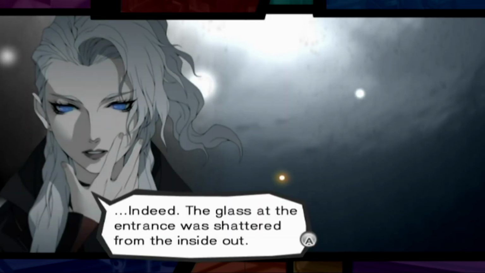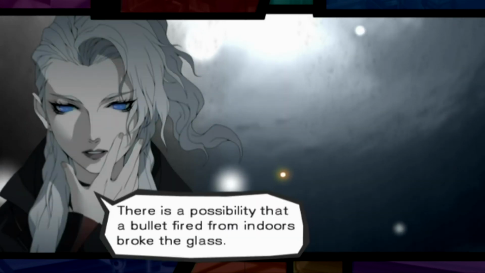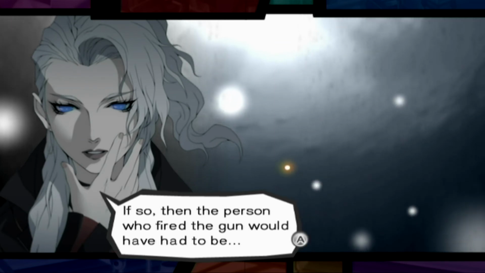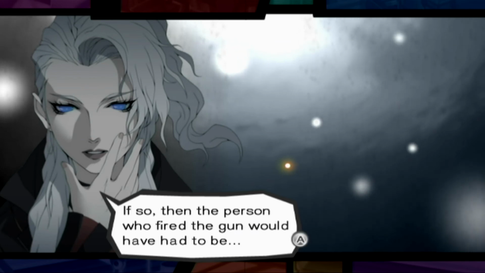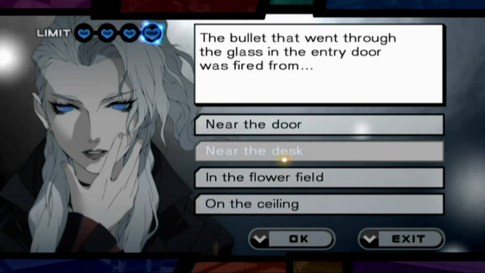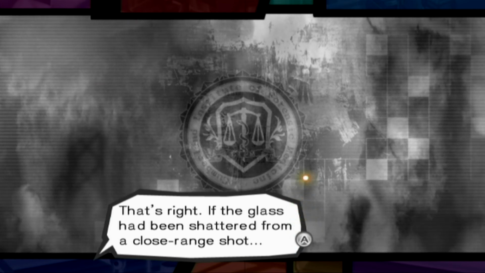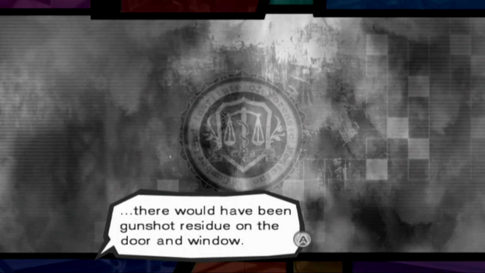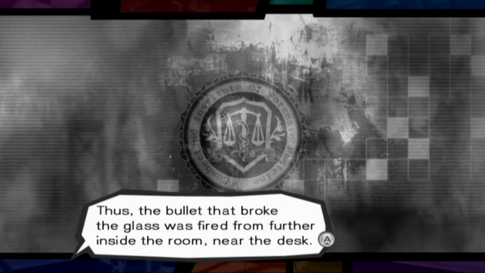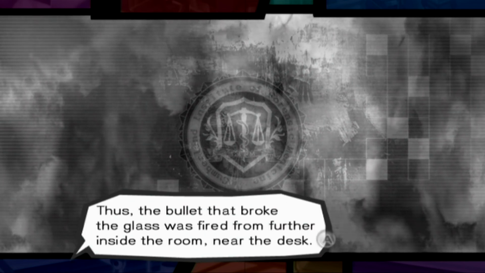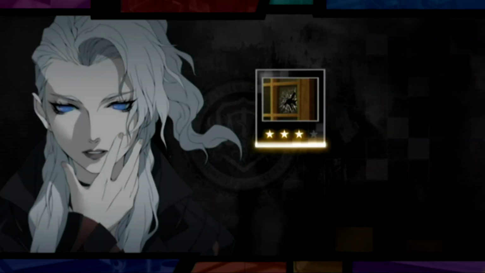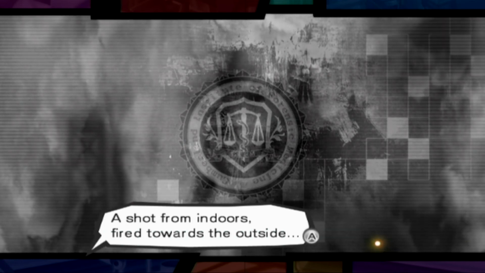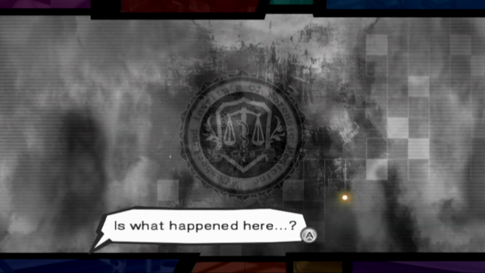Indeed, the glass at the entrance was shattered from the inside out. There is a possibility that a bullet fired from indoors broke the glass. If so, then the person who fired the gun would have had to be... That's right. If the glass had been shattered from a close-range shot, there would have been gunshot residue on the door and window. Thus, the bullet that broke the glass was fired from further inside the room, near the desk. A shot from indoors fired towards the outside. Is what happened here?